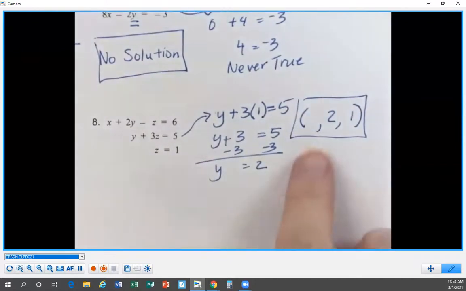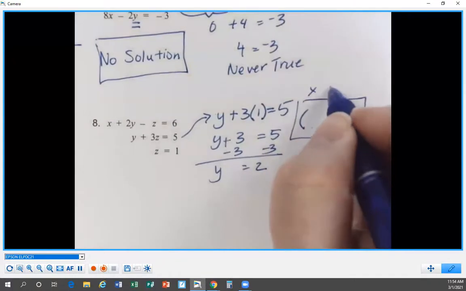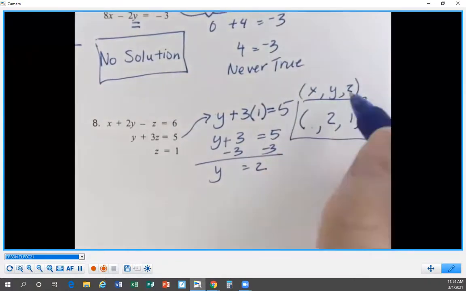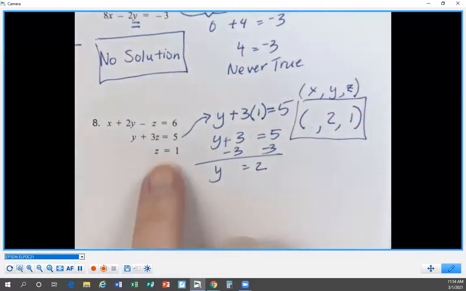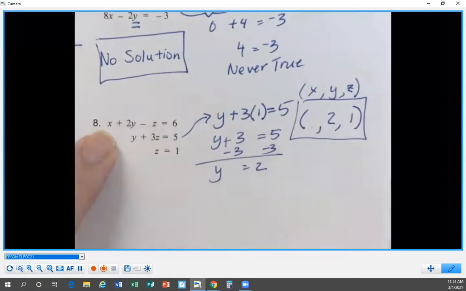And remember, this is an ordered triple. It's x, then y, then z. It's always alphabetical. So we know z is 1. We know y is 2. We can substitute those in and solve for x using the first equation.